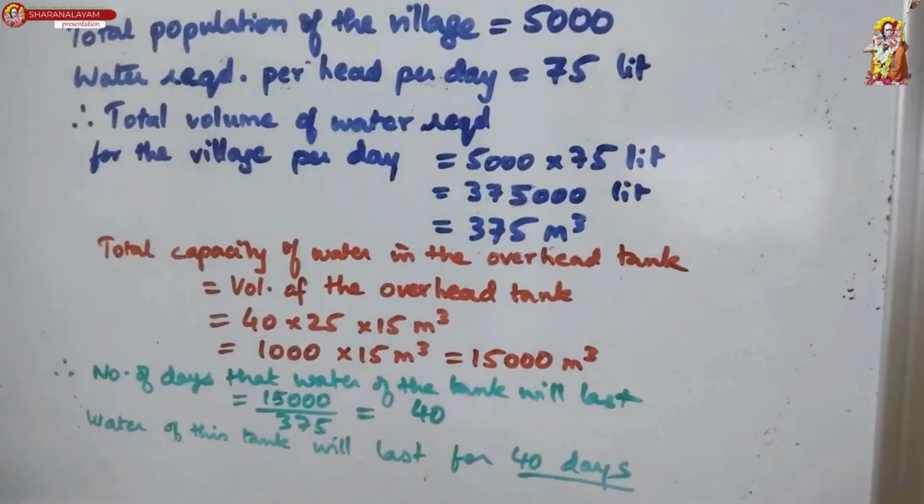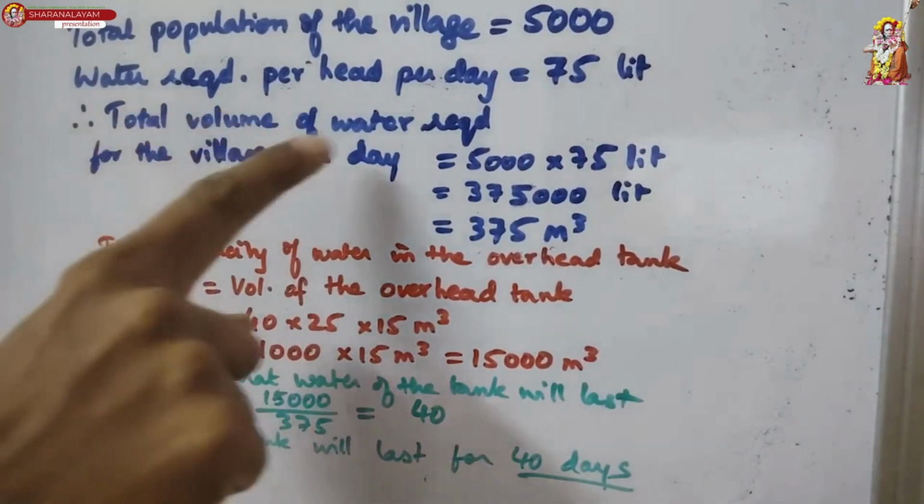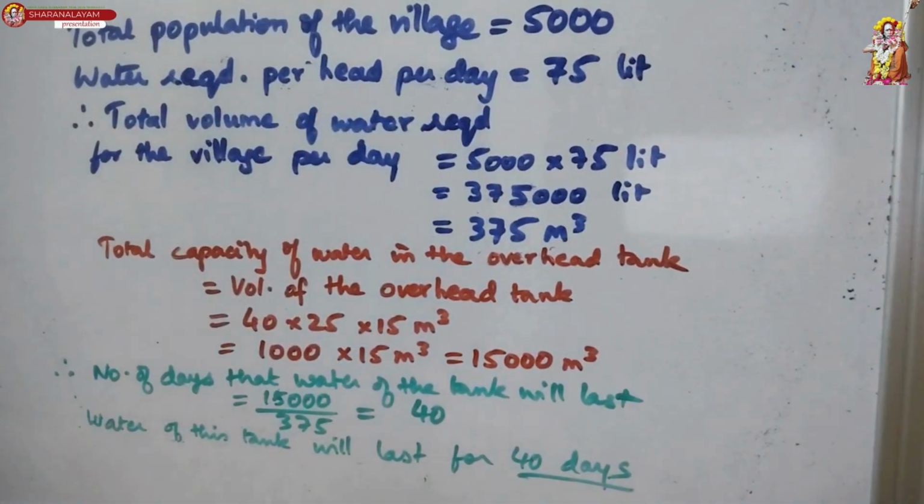Total population of the village is 5,000. Water required per head per day is 75 liters. Therefore, total volume of the water required for the village per day will be 5,000 into 75 liters, and that comes to 3,75,000 liters. Now, 1000 liters is 1 meter cube. So, 3,75,000 liters will be 375 meter cube. Now, the total capacity of water in the overhead tank is the volume of the overhead tank.